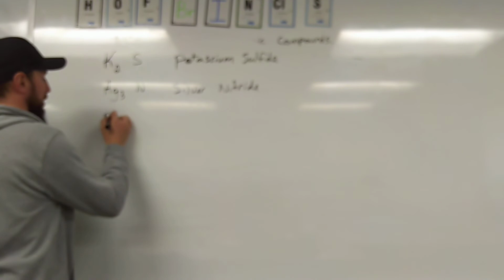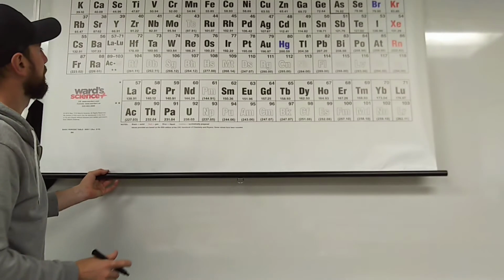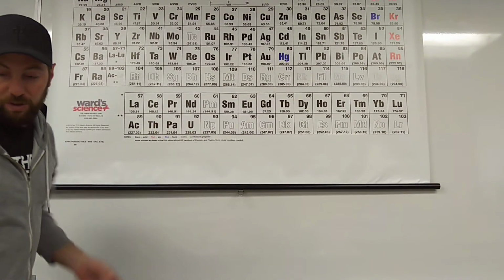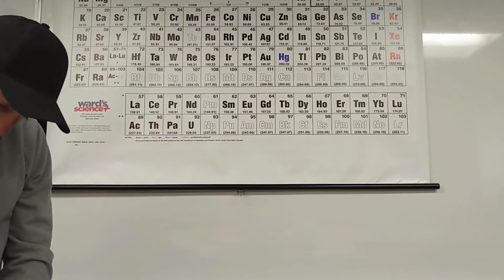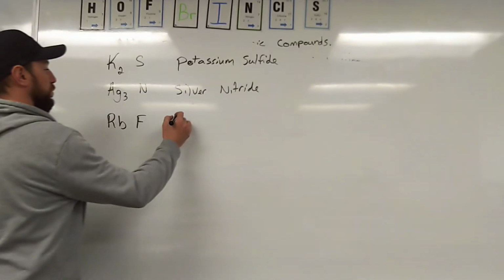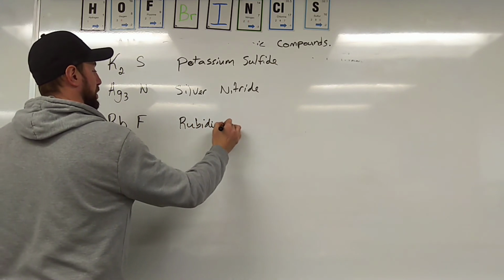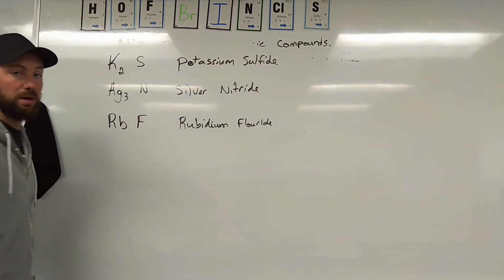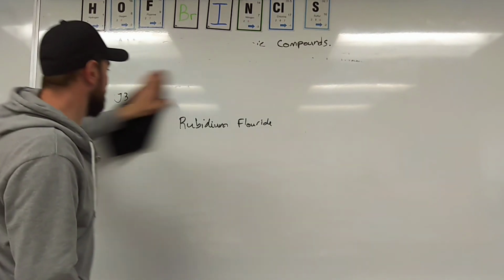RbF. Rb, I don't even know what that is. I think it's rubidium. I gotta look it up. Rubidium. There it is. So rubidium fluoride, etc. Okay, so that's taking formulas to names. Now let's do names to formulas.